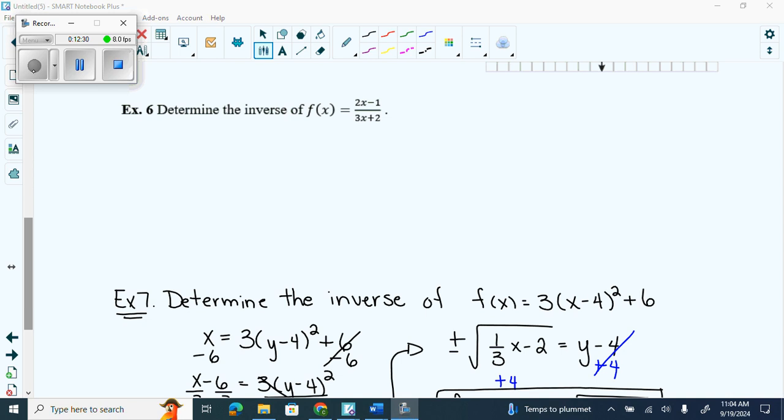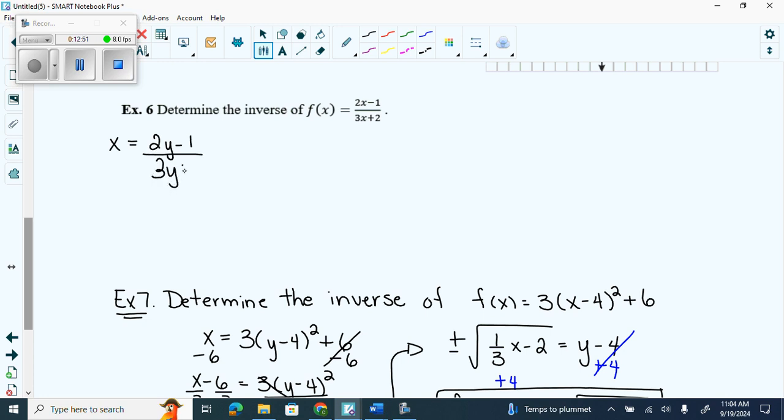So the very first step is always to rewrite the question. You should never be working your question through the actual question that's typed, okay? Plus, our very first step is to swap x's and y's. So my very first step is going to be to write x equals 2y minus 1.